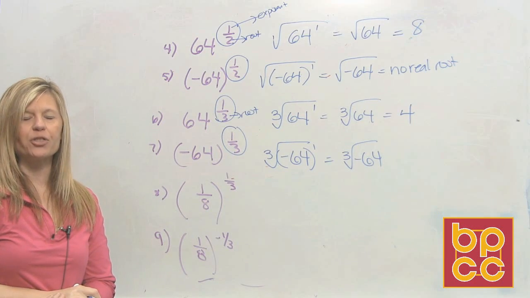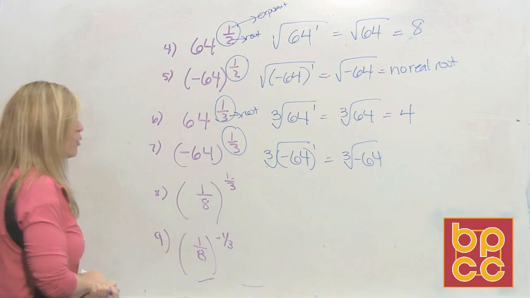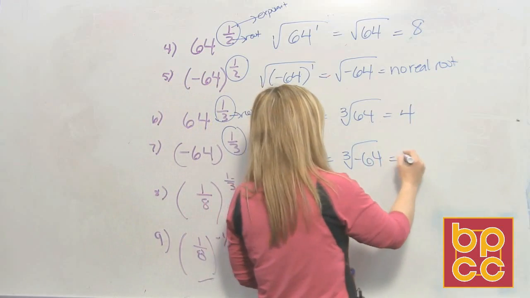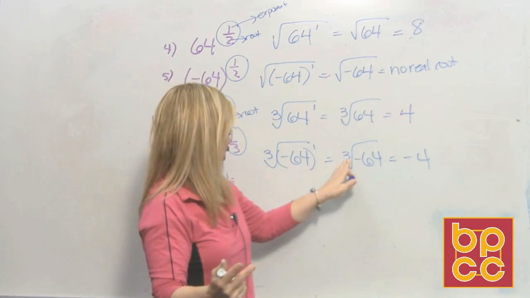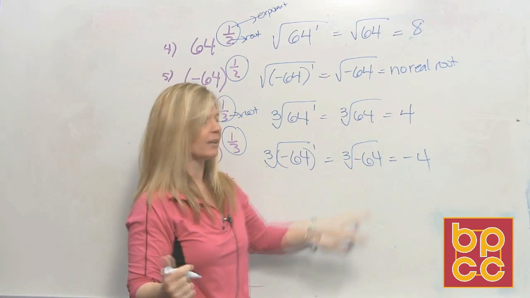What number do you multiply 3 times to give you a negative 64? That has an answer. That would be negative 4. A negative times a negative times a negative. Cubing means 3 times. That would give you a negative.